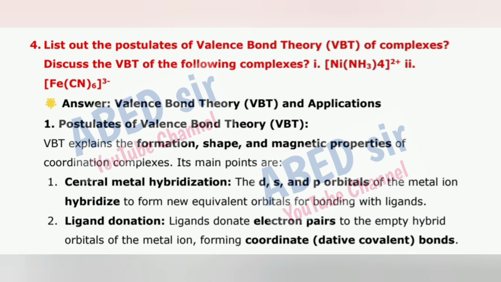1. Postulates of valence bond theory, VBT. VBT explains the formation, shape, and magnetic properties of coordination complexes. Its main points are: 1. Central metal hybridization. The d, s, and p orbitals of the metal ion hybridize to form new equivalent orbitals for bonding with ligands. 2. Ligand donation. Ligands donate electron pairs to the empty hybrid orbitals of the metal ion, forming coordinate, dative covalent bonds.